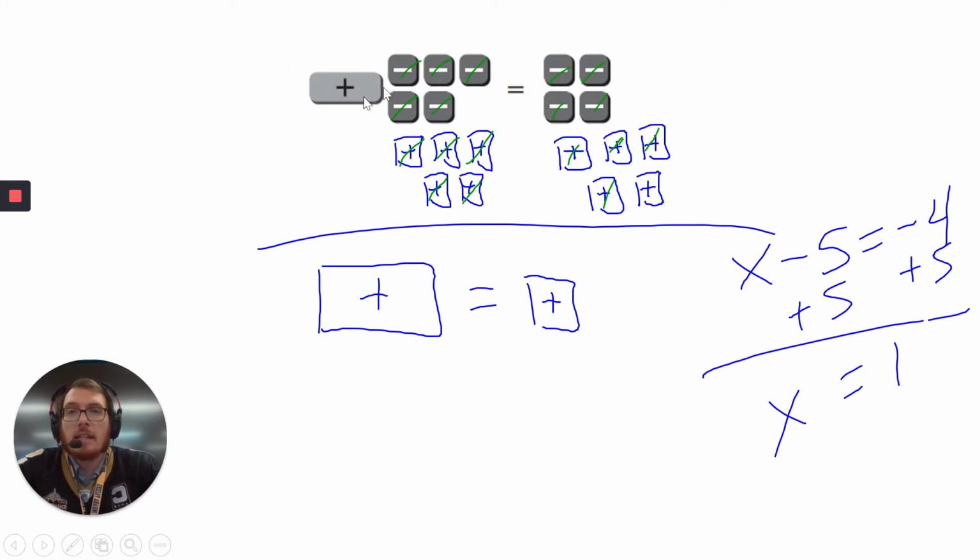Next one, this is x minus 5, because there's one x and 5 negatives, equals negative 4. Remember, to get rid of 5 negatives, you need 5 positives. You start canceling out because they're opposites of one another, and you're left with x equals 1.